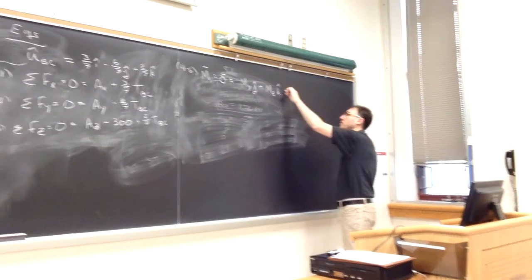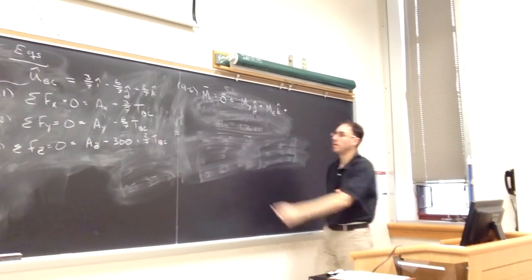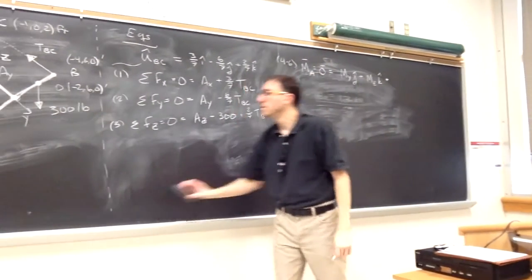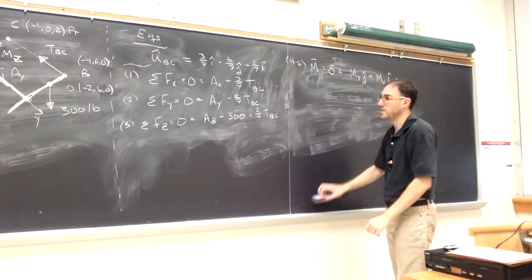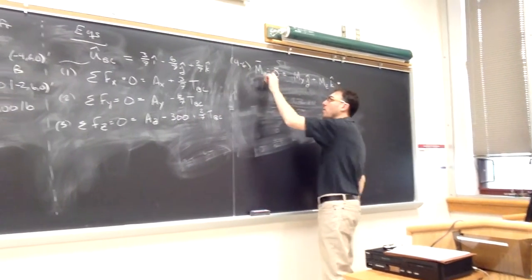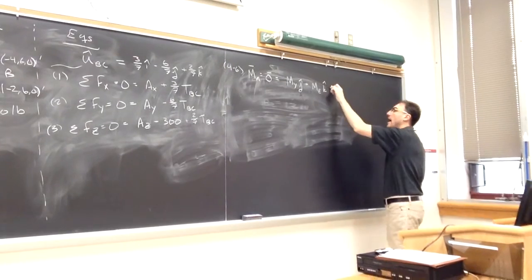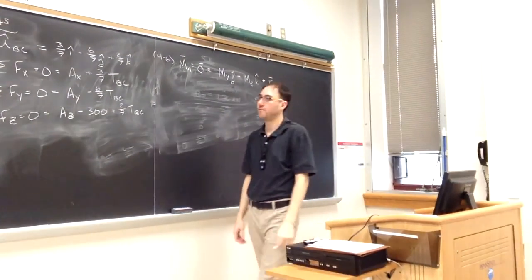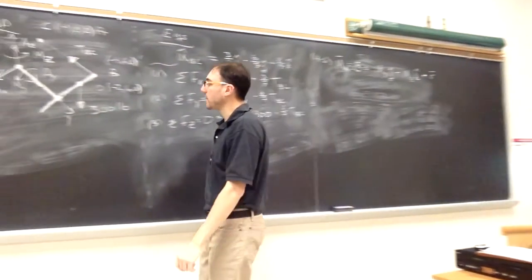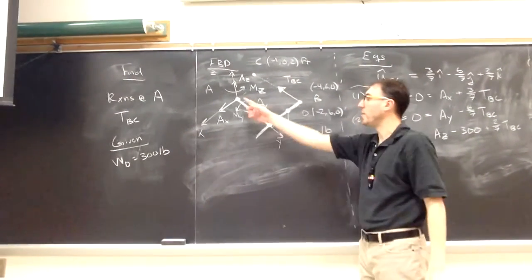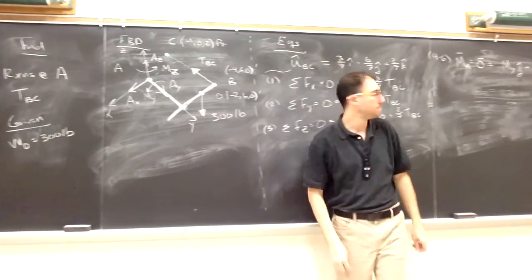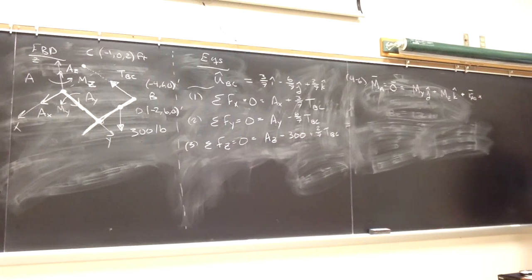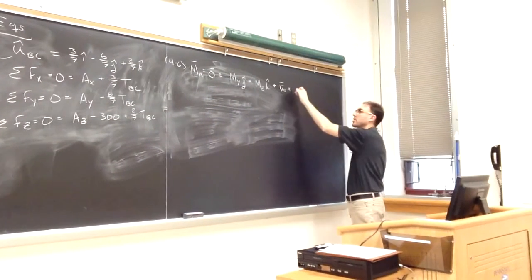What else is going to contribute to the moment around point A? Right, the 300 pounds. So forces that do not act through A will create a moment around A. And remember in 3D, we want to use a cross product. So we need R cross F. In this case, the moment arm to the weight is going to go from A to D. And that will be crossed with minus 300K.